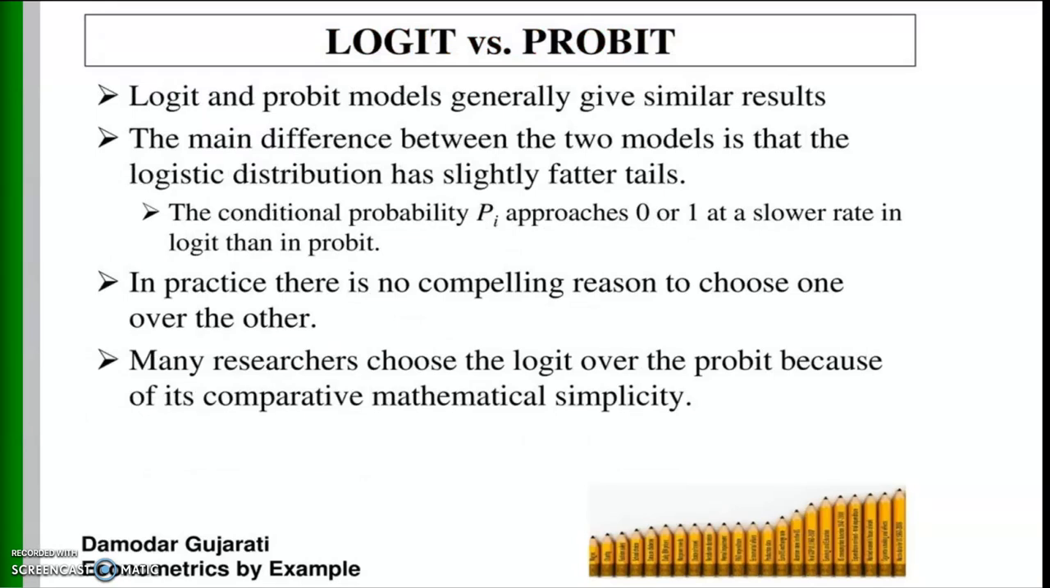Logit versus Probit. The question is, should we opt for Logit for estimation or Probit? Usually, Logit and Probit models give similar results, but the main difference between the two models is that the logistic distribution has slightly fatter tails. The conditional probability Pi approaches 0 or 1 at a slower rate in the Logit than in the case of Probit models. Practically, there is no compelling reason to choose one or the other. One may use either Logit or Probit. It depends upon the researcher or the nature of data.